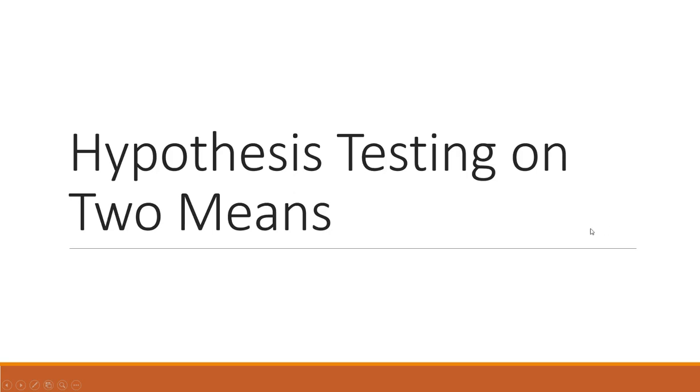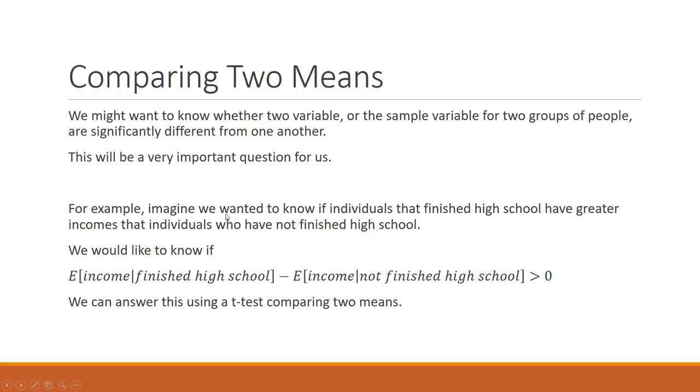All right, now this is the last thing I want to do in the slides, and then we're going to move this over into the Stata tutorial. Hypothesis testing on 2 means. So this would be a case where we want to look at, okay, let's just read this. We might want to know whether the sample variable for 2 groups of people are significantly different from one another. This is going to be very important for us. We're going to do this in just a minute when I move over to Stata.